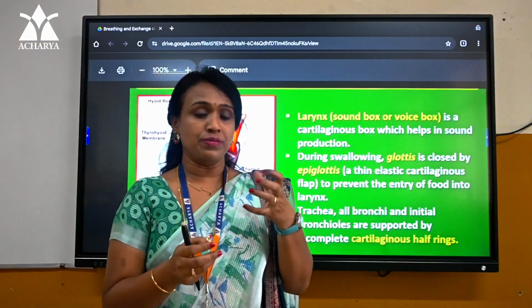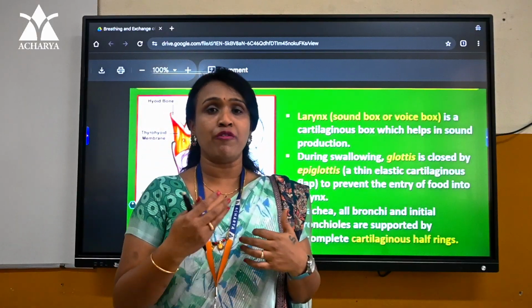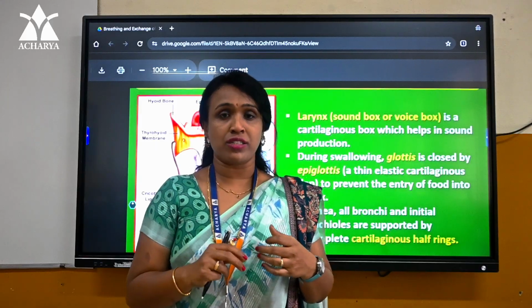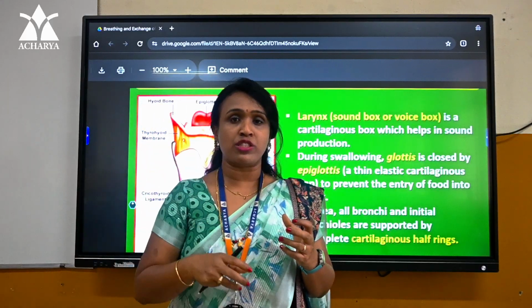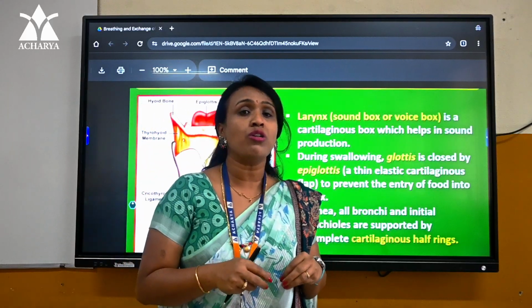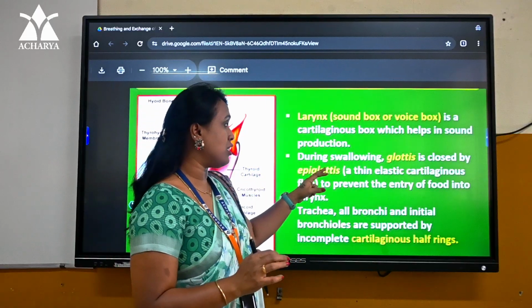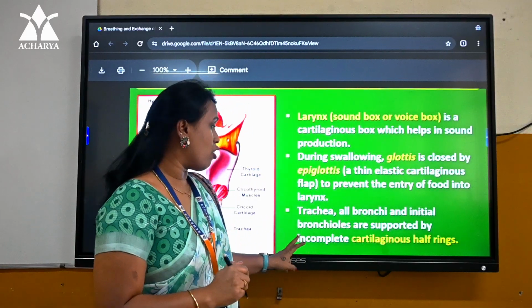The windpipe and food pipe. Windpipe means trachea, and food pipe is nothing but the esophagus. So the food should enter the esophagus and the air should enter the windpipe, that is the trachea, and that is taken care of by the epiglottis.